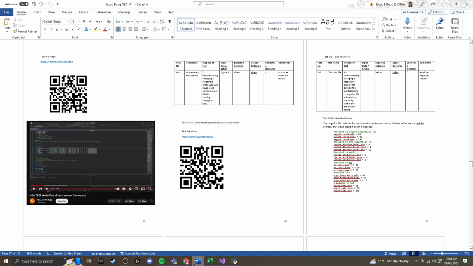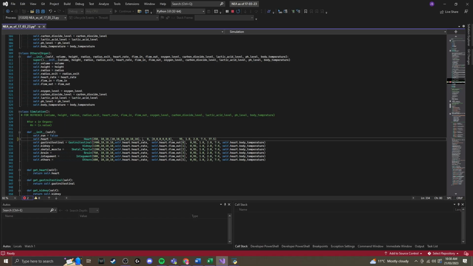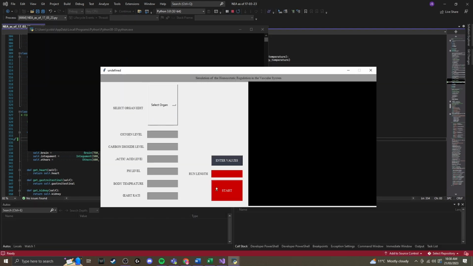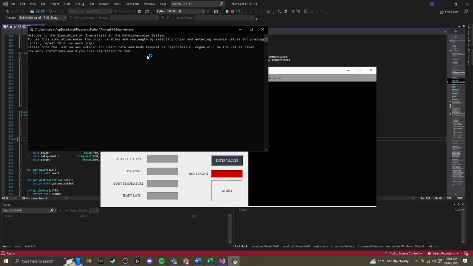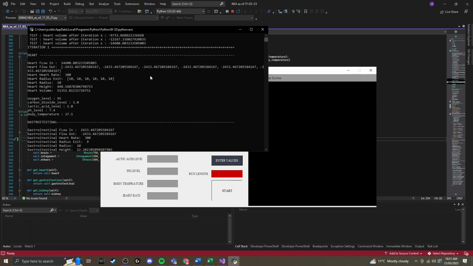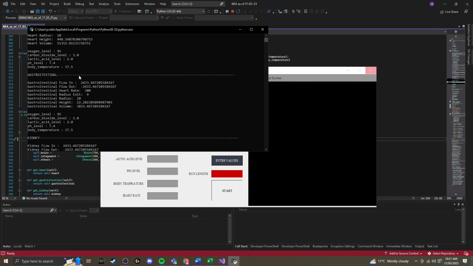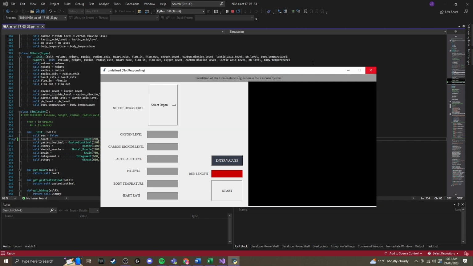We can see this again if we exceed the maximum heart rate of 300. So first let's go and do some of the extreme data. So let's put 300. We can see the body is still alive, extreme amounts of blood flowing in and out of the heart into all of the organs.